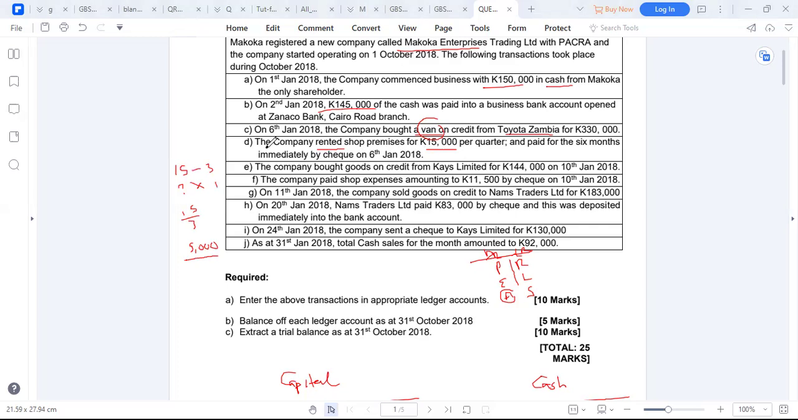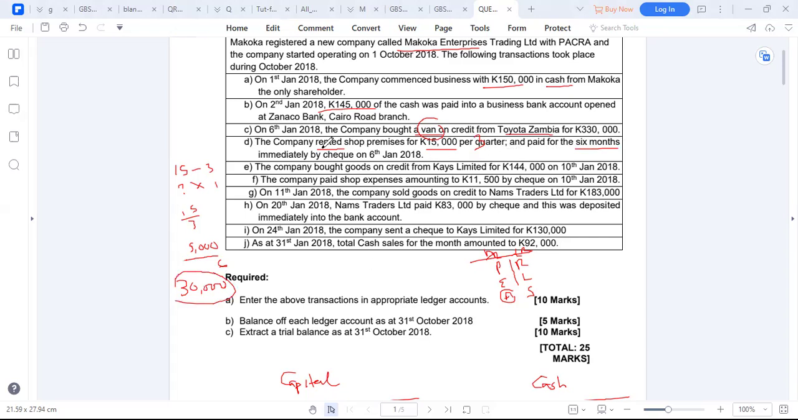This question was a little bit tricky on this account, just a small calculation. I repeat, the company rented shop premises for 15,000 a quarter. So a quarter has 3 months. In short, this 15,000 is for 3 months. So 1 month is, you divide 15 by 3, so 1 month is 5,000. Are we together on that? Yes. So we actually paid for how many months? 6 months. So we multiply 5,000 times 6, which is 30,000. So this is the amount that we're going to record.